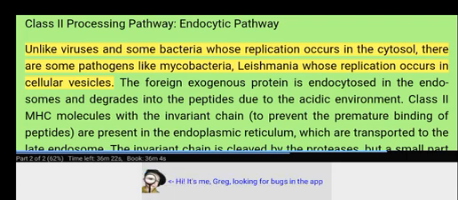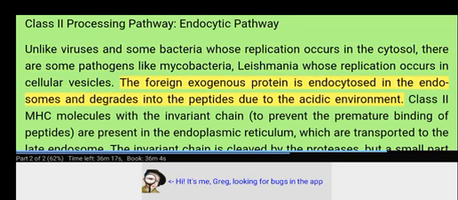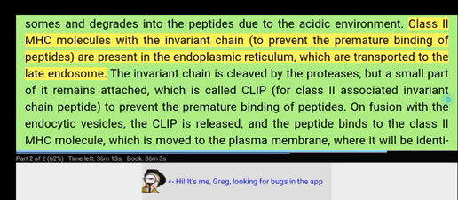Class 2 processing pathway, endocytic pathway. Unlike viruses and some bacteria whose replication occurs in the cytosol, there are some pathogens like mycobacteria and leishmania whose replication occurs in cellular vesicles. The foreign exogenous protein is endocytosed in the endosomes and degrades into peptides due to the acidic environment. Class 2 MHC molecules with the invariant chain to prevent the premature binding of peptides are present in the endoplasmic reticulum, which are transported to the late endosome.